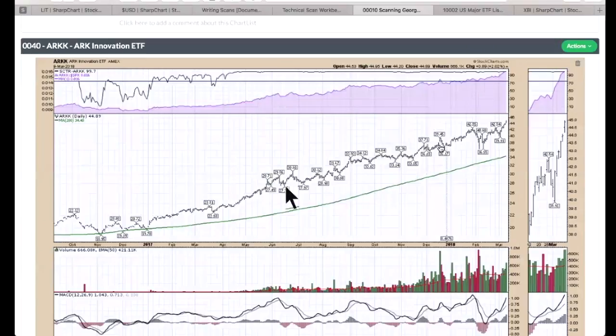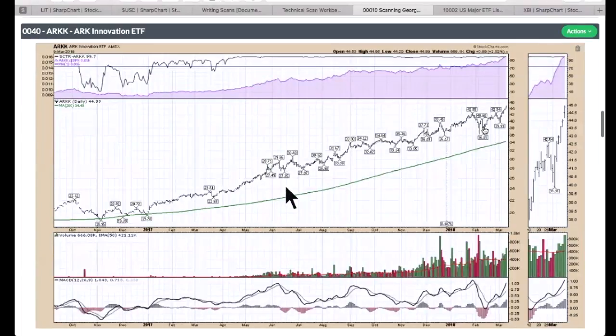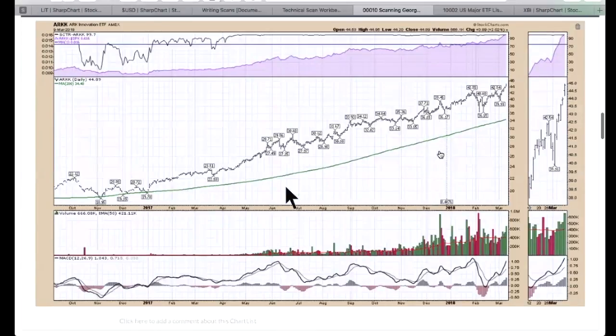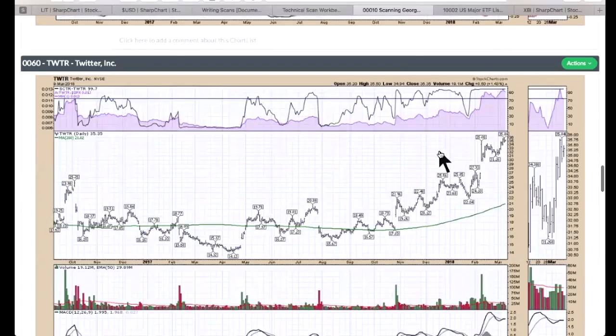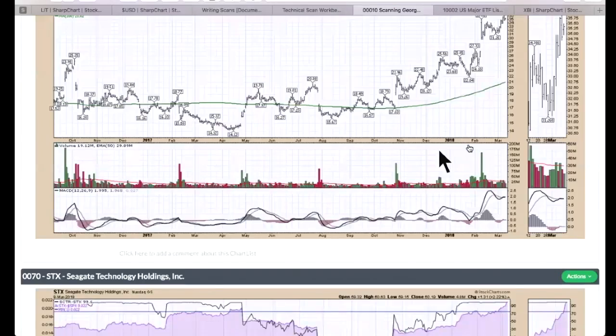Here's Fate Therapeutics. This one recently broke out, obviously something good going on in the stock. We've talked about Twitter on the Market Watchers Live show at noon. And then here's Seagate breaking out to new highs.